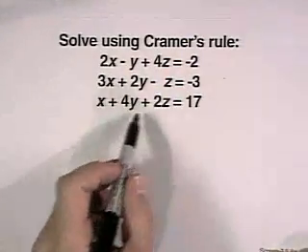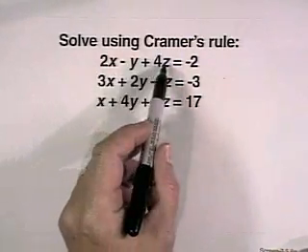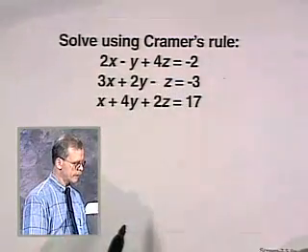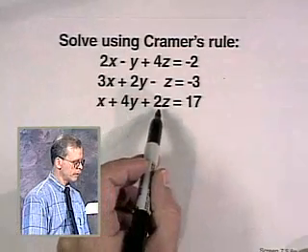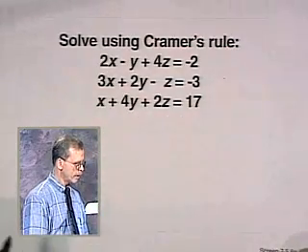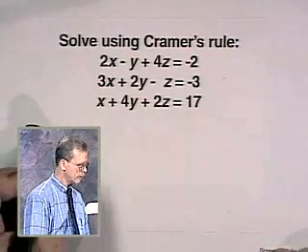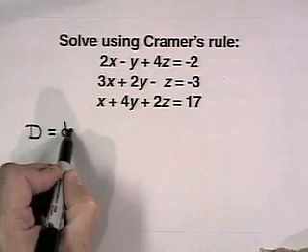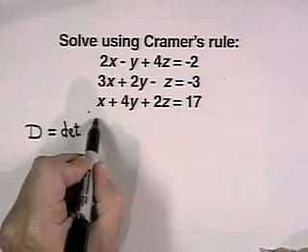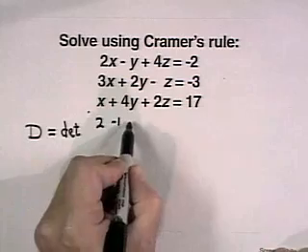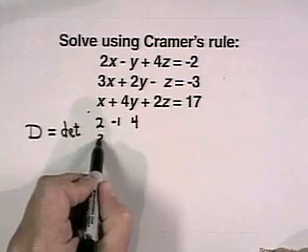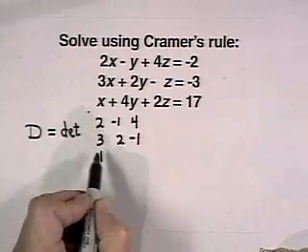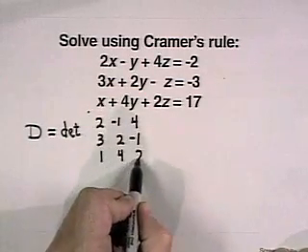If this is our original system, 2x minus y plus 4z equals negative 2, 3x plus 2y minus z equals negative 3, and x plus 4y plus 2z equals 17, we can first write the determinant of the coefficients. The determinant of coefficients would be 2, negative 1, 4, 3, 2, negative 1, 1, 4, 2.